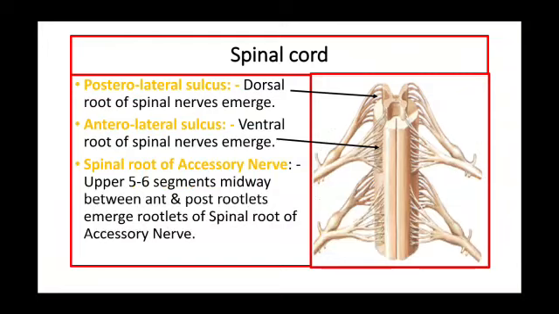Apart from this, we are going to see the posterolateral sulcus, where the dorsal roots of spinal nerves emerge, and the anterolateral sulcus, where the ventral roots of spinal nerves emerge. Apart from this, in the upper 5 or 6 cervical segments, we are going to find, midway between the anterior and posterior rootlets, another rootlet, that is the rootlets of the spinal root of accessory nerve, which will emerge. So this is seen only in the upper 5 or 6 cervical segments.